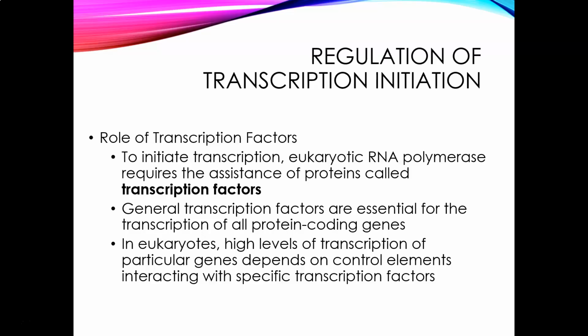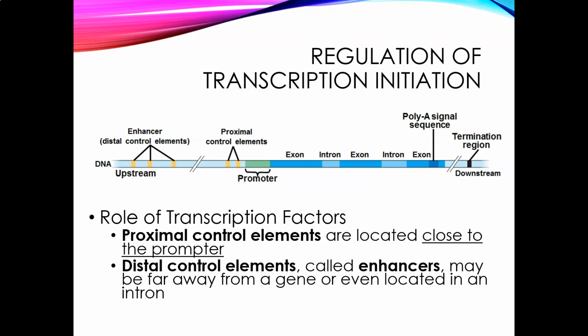So when we look in eukaryotic cells, that high level of transcription of certain genes really is dependent on these control elements interacting with these specific transcription factors in terms of regulating that gene expression. So again, we can have proximal control elements versus distal control elements, or what is also known as enhancers. Those proximal control elements are going to be found relatively close to the promoter region itself, so they'll be just upstream of that. If we go further upstream, that's where we can find those distal control elements or those enhancers.